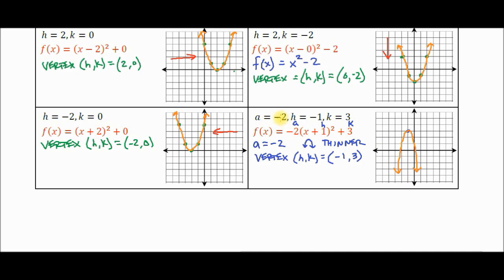So this is what will happen when we have a -2 for a. It's going to be upside down or opening down, thinner than the parent graph, and the vertex is going to move from 0, 0 to -1, 3. That means it moved over to the left 1 unit, and the vertex moved up 3 units. And then we go ahead and sketch the parabola.